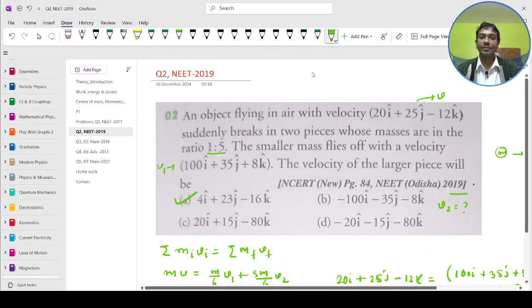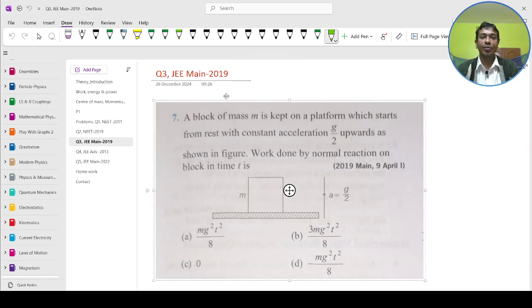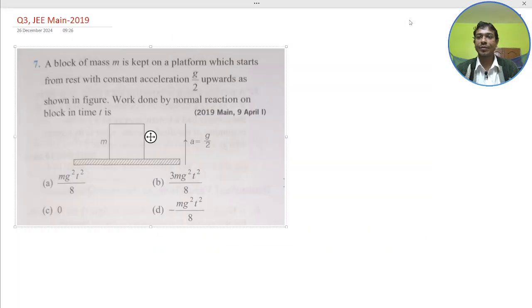Go ahead, our next problem. JEE NEET 2019, recent type of questions, very important. A block of mass m is kept on a platform which starts from rest with constant acceleration g by 2 upward as shown in the figure. Acceleration g by 2. You have to find the work done.